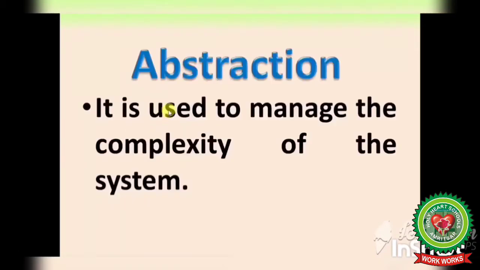Students, do you know what is abstraction? It is used to manage the complexity of the system. It means it provides only the essential features of the system to the user and hides all the complex processes. It is a very important feature of object-oriented programming. Now let's see with the help of an example.